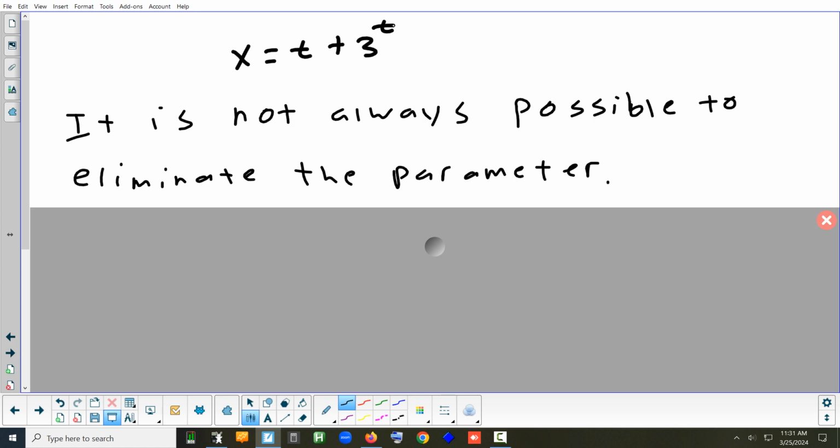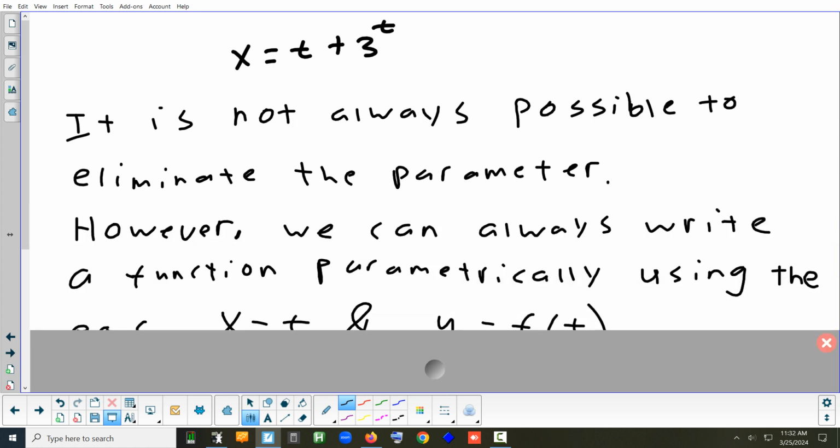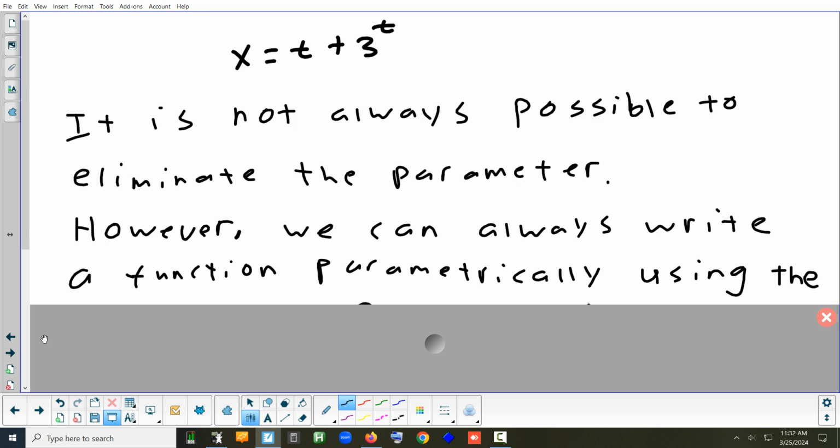If you didn't have the t as an exponent, then you just subtract 3 and you're done. If you didn't have the t as a term, then you could use a logarithm to get the t out of the exponent. But you have both, and that's a problem. So it's not always possible to go from parametric to function. But it is always possible to go the other way.